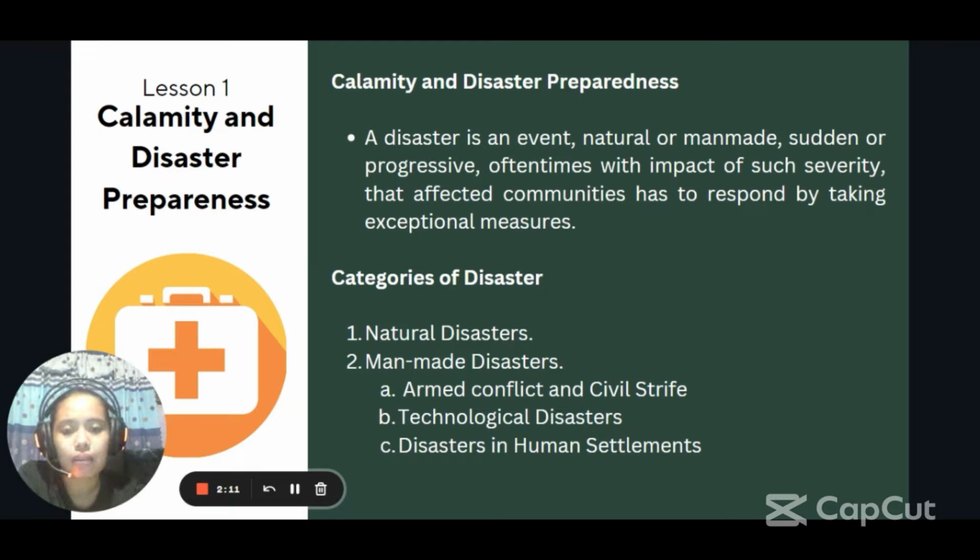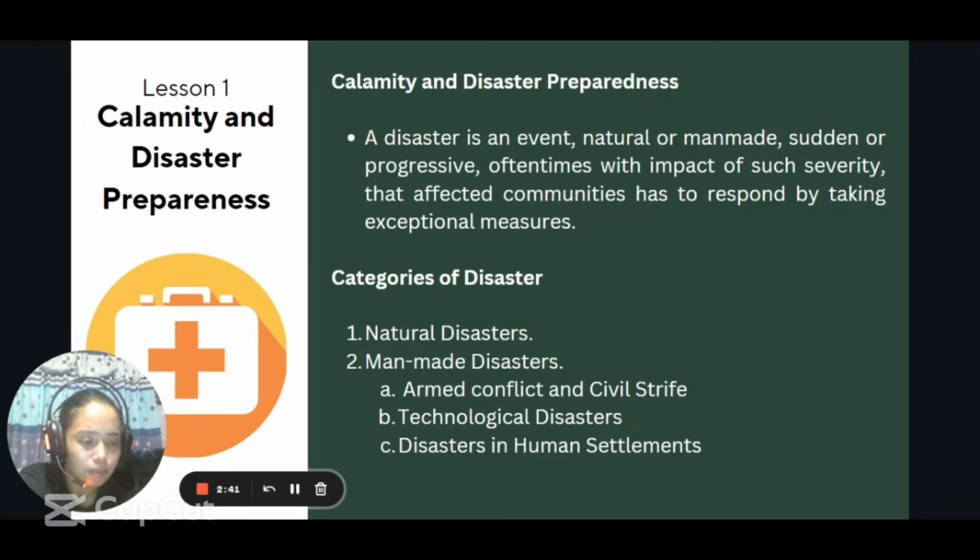So, man-made disaster refers to a disaster caused by man-made hazard. Ang man-made disaster daw kay na-divide siya into three categories, which is A, armed conflict and civil strifes, B, technological disaster, C, disaster in human settlements, that are caused by natural hazard that occurs in human settlements.